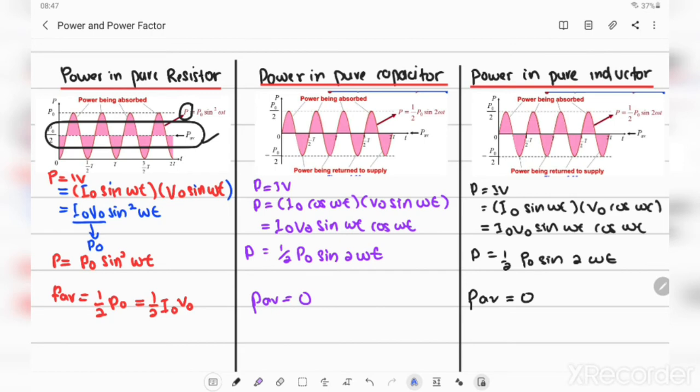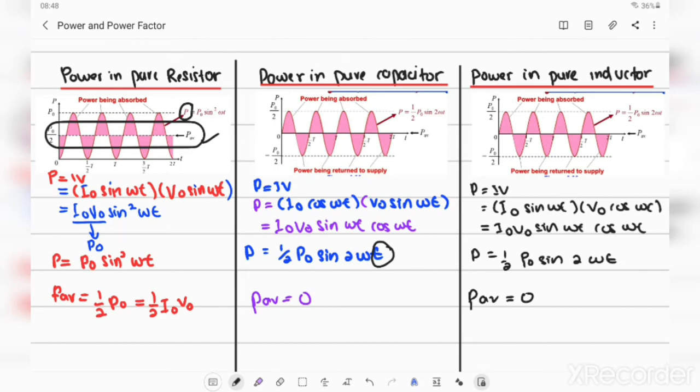In a pure capacitor, we know that the current leads the voltage by pi over 2 radians. Thus, we can calculate the instantaneous power using the same formula, P equals IV, where the current is I naught cos omega t because the current leads the voltage, and V equals V naught sine omega t. Then we get the instantaneous power is equal to half P naught sine 2 omega t. So if the question asks you to calculate the instantaneous power at t equals 5 seconds, you just substitute the time t as 5 seconds.